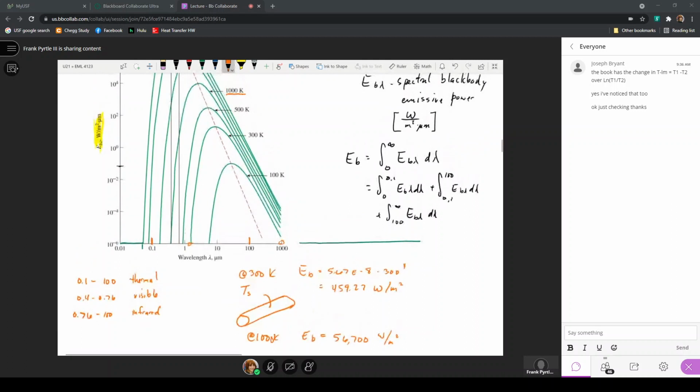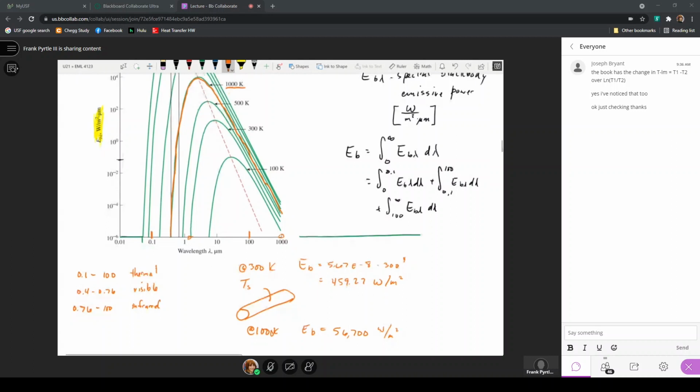So when I'm looking here at the area under the curve for 1,000 Kelvin as the temperature, that's the line that I'm on. I have much more area under the curve compared to when I had the same surface at 300 Kelvin. Now notice here, the distribution for the thermal radiation range is still from 0.1 to 100 microns. But now notice that the peak is shifted over to the left.